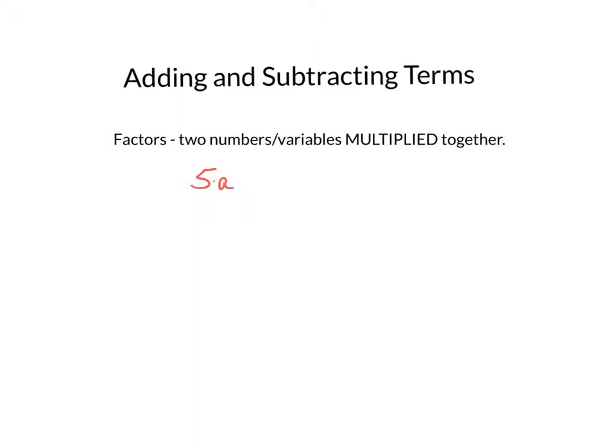The 5 in this particular case is also given another name. It's also known as the coefficient. If I could spell coefficient correctly, there we go. Coefficient, and the a is known as the variable. But factors are numbers and variables that are multiplied together.